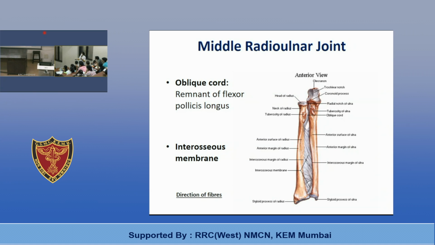What passes along the upper margin of the interosseous membrane? Usually there are vessels and nerves. What passes along the upper border of the interosseous membrane of the lower limb? Yes?